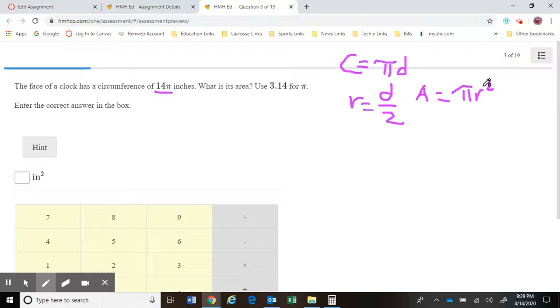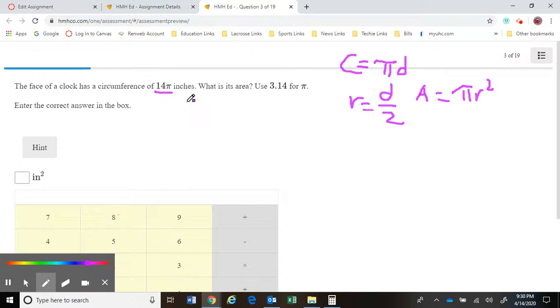But I can do this, right? Circumference is 14 pi. So what do I need to do here? Well, whenever they give me circumference, instead of multiplying, I need to divide. So I'm going to take 14 and divide by pi, by 3.14. And guess what that's going to give me? That is going to give me the diameter.